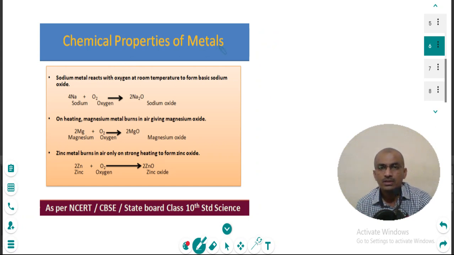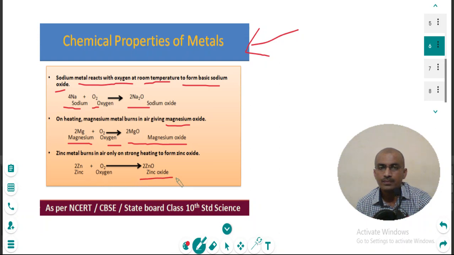Now coming to chemical properties of metals. Let us first discuss the chemical properties of metals, then those of non-metals. Sodium metal reacts with oxygen at room temperature to form the basic sodium oxide: 4 sodium plus oxygen gives 2 sodium oxide. On heating, magnesium metal burns in air, giving magnesium oxide: 2 magnesium plus oxygen gives 2 magnesium oxide. Similarly, zinc plus oxygen gives zinc oxide. They usually react with oxygen. These are some of the chemical properties of metals.